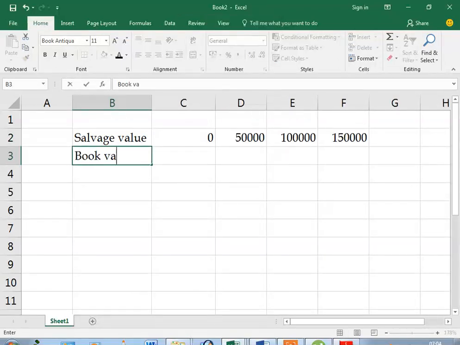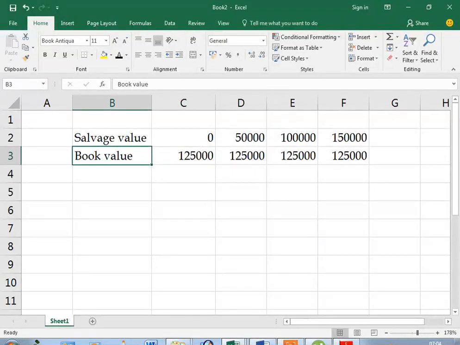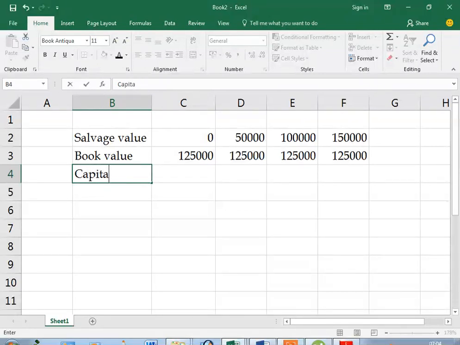At the end of the project, there will be something called as book value. What is book value? It is original purchase price minus the depreciation which you provide for so many years. So the book value turns out to be 1,25,000. This is the book value which is there. Now you will compare these two and call it as capital gain or loss.